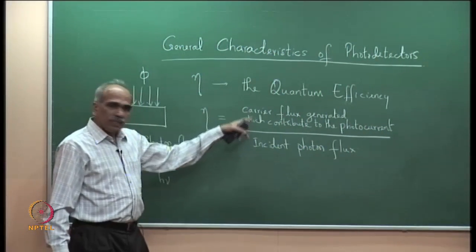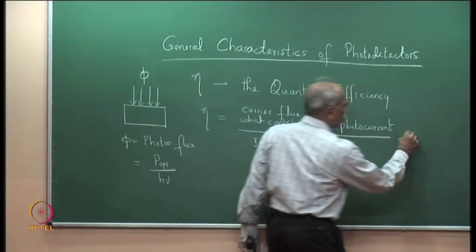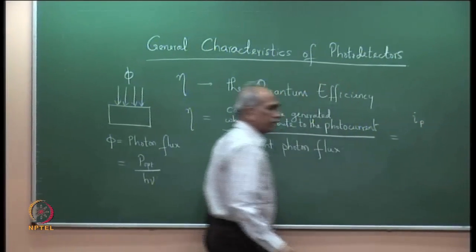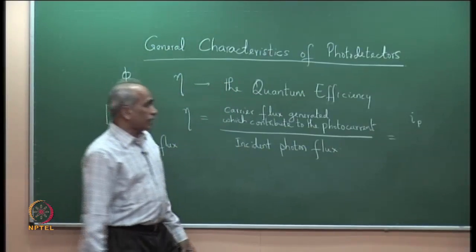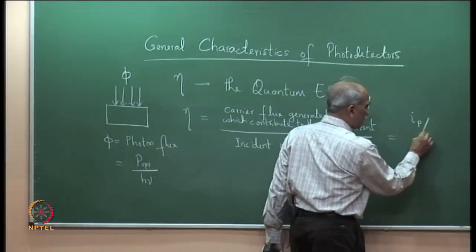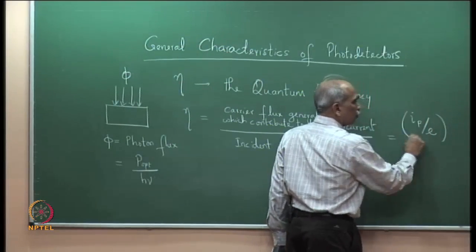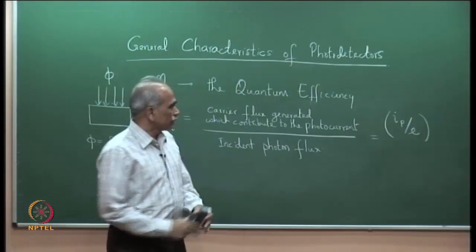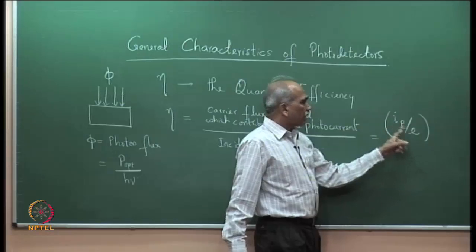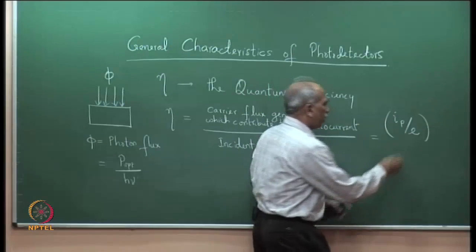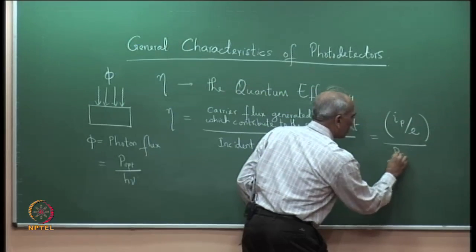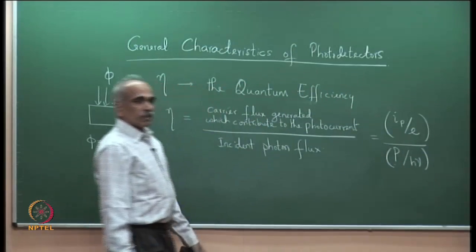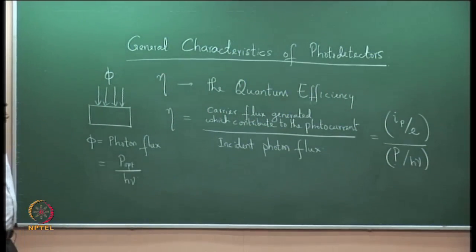So, what this means is, if IP is the photocurrent generated, then the carrier flux is simply photocurrent divided by e, the charge of one electron. If I is the current which is flowing, then the carrier flux generated is IP by e, divided by P divided by h nu. IP is the photocurrent in the external circuit.